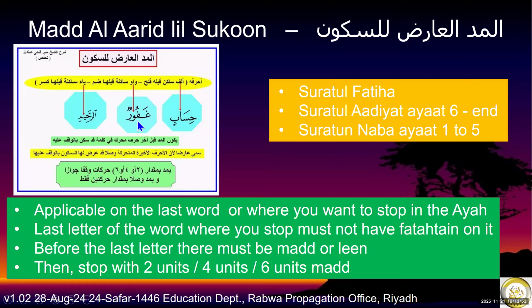Ghafoor, 2 units. Ghafoor, 4 units. Ghafoor, 6 units. Similarly, Rahim. Like Waladdallin. When you hear the Imam reciting this verse and stopping, sometimes he prolongs long. So he is applying the Mad Arid Lil Sukun there. Instead of 2 units, he is stopping with 4 or 6 units. Clear?